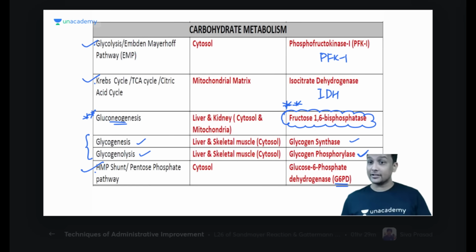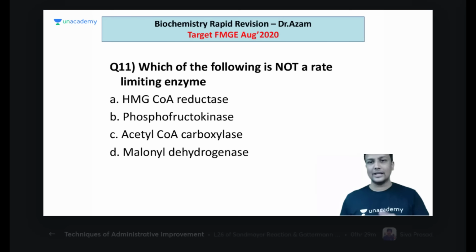Questions based on the number of ATP are done. Questions based on the rate limiting enzyme have been done. Now let me tell you the next one, guys. Which of the following is not a rate limiting enzyme? Sir, why did you give this again? Look at the options there, guys, carefully.